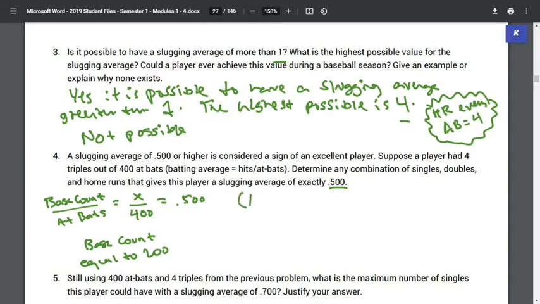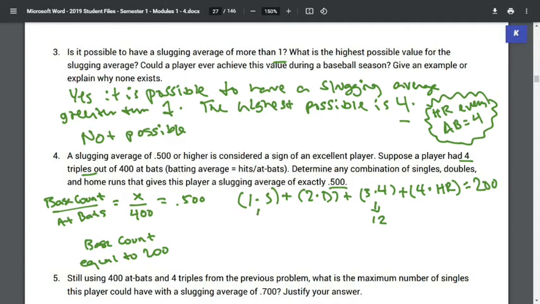The way we have this set up, 1 is for a single, 2 is for a double, 3 is for a triple, and we know that we got 4 triples here. So I'm going to say 3 times 4 right there. We don't know how many home runs yet, but this all needs to add up to equal 200. Like I said, there's multiple correct answers. I already know that this is 12. What I would recommend doing for our combinations is trying to keep it ending in 0.